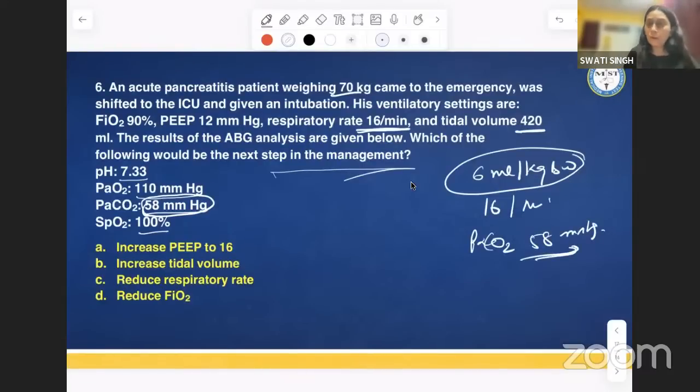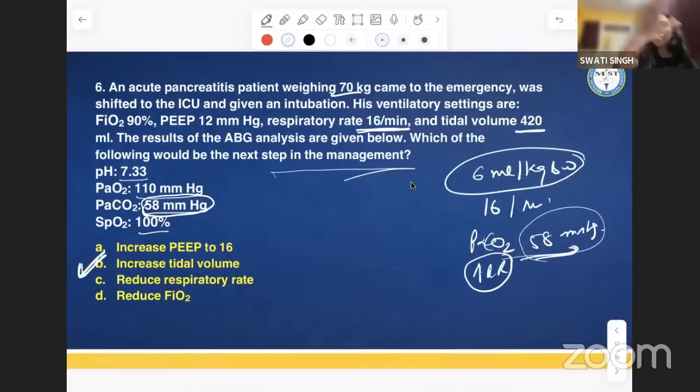So what should I increase in this? We should increase the respiratory rate, but what are the options? Increase the PEEP to 16. Well, oxygenation is not a problem, so why should I touch the PEEP? No need to touch the PEEP. Increase the tidal volume. Okay, I can increase the tidal volume of the patient. Reduce the respiratory rate. Well, if I reduce the respiratory rate further, the PaCO2 will increase. So I have to increase the tidal volume. Got it? I hope everyone has got the right answer.